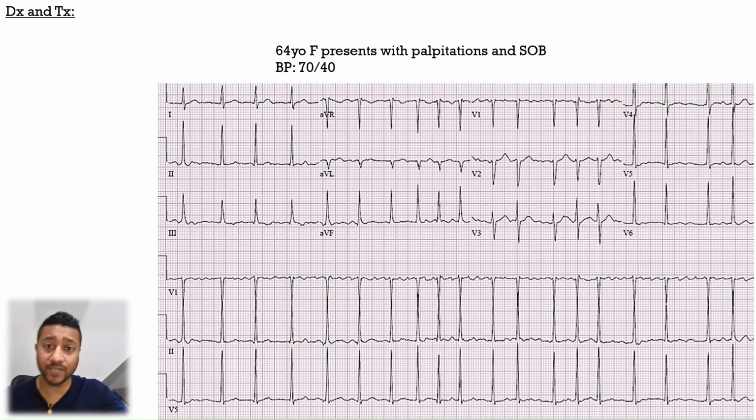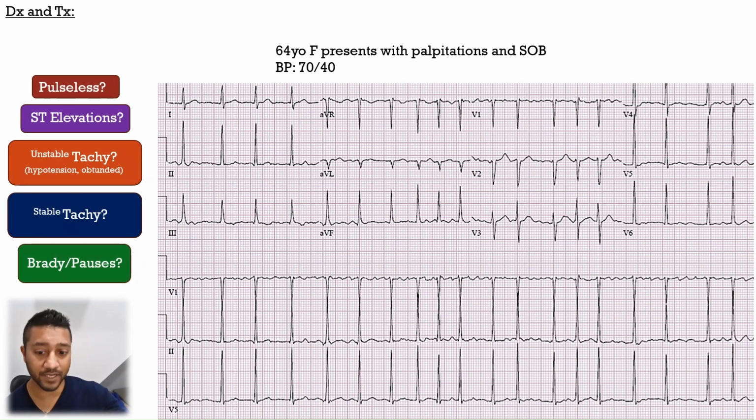All right, let's check out this next one. In this patient, we have a 64-year-old female who's presenting with palpitations and shortness of breath, but their blood pressure is 70/40. It looks like I'm dealing with a hypotensive patient. So again, I'm scanning through. Is this a pulseless patient? No. Do I see ST elevations? No. Am I dealing with an unstable tachycardic patient?